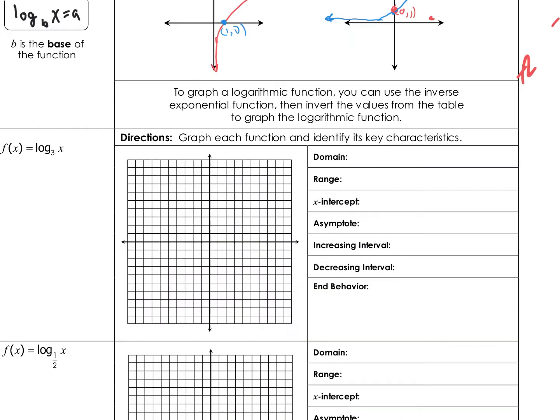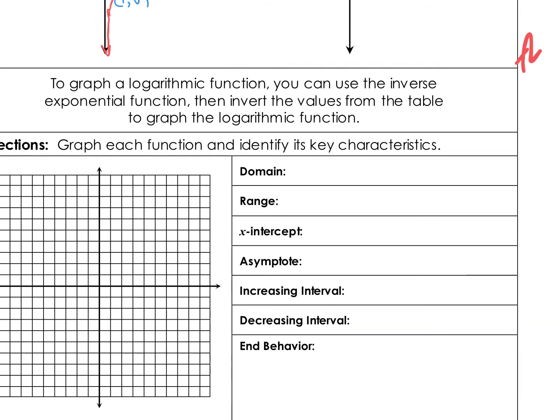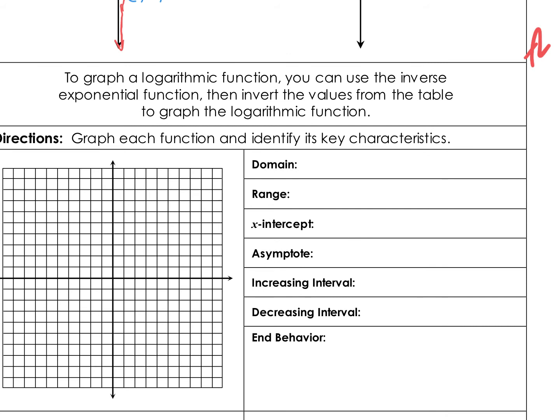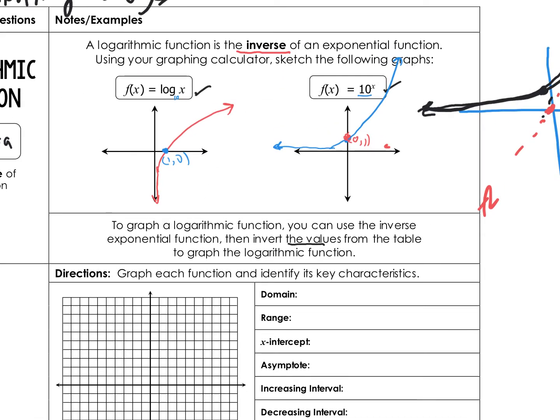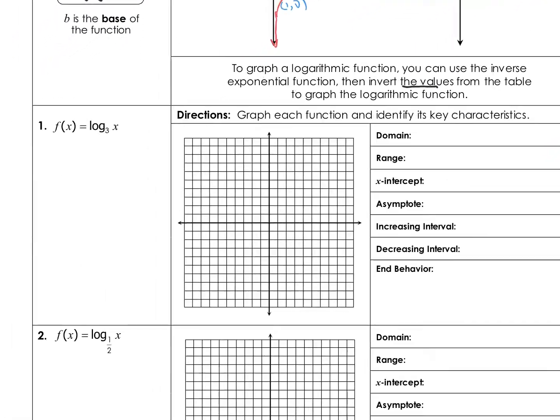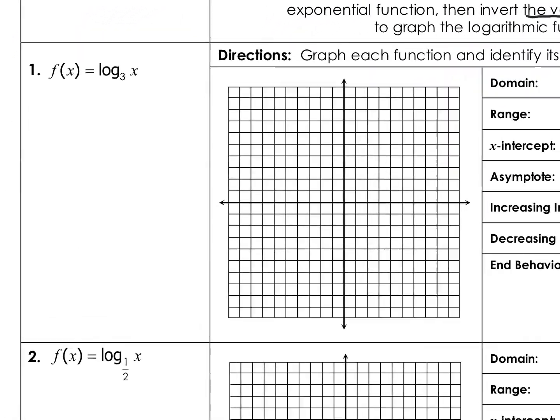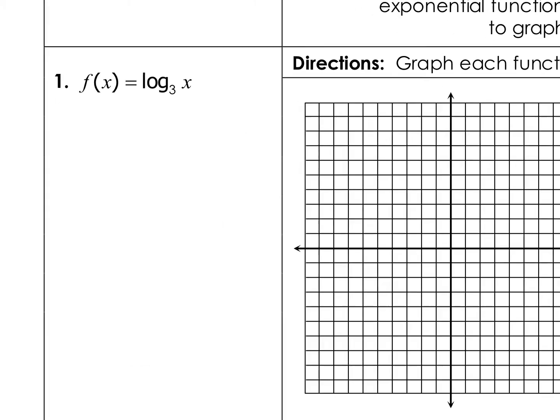Okay. What did he write? To graph a logarithmic, you can use the inverse exponential function, then invert the values. He means switch the values in the table. In other words, I had 1, 0, then I know 0, 1 had to be on the graph. That might be what his method will be doing. So I guess I'll try that way.